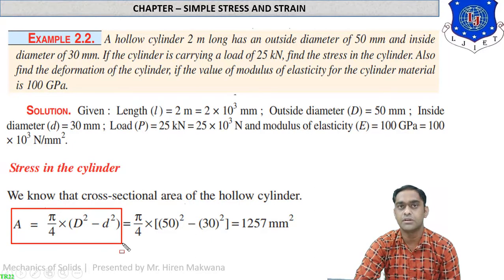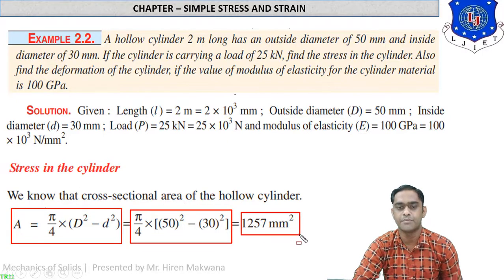So the cross section area will be pi by 4 into capital D square minus small d square, which is equal to pi by 4 into 50 square minus 30 square. That will give you the answer 1257 mm square.